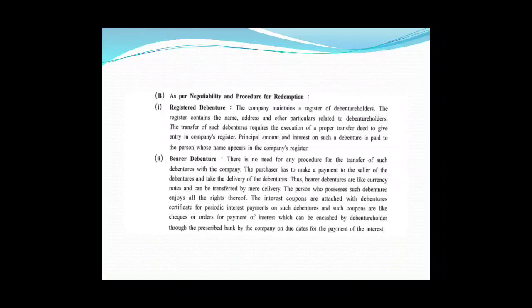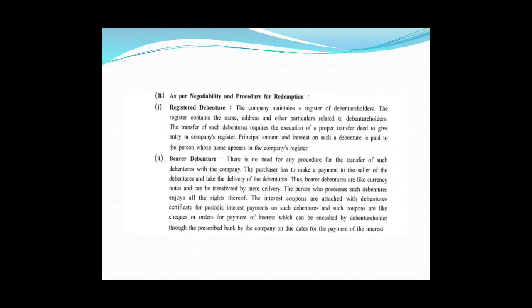Friends, in registered debenture, company keeps a register of debenture holders, and the register contains name, address, and other details of the debenture holder. And whenever transfer of debentures is done, that means debentures are sold by one person to another, that proper procedure is done in the register. That means in register the name of person gets changed, and at the time of payment, the principal amount and the interest on such debenture is paid to the person whose name appears in the company's register. So interest will be paid to the person whose name is appearing in the register of company.